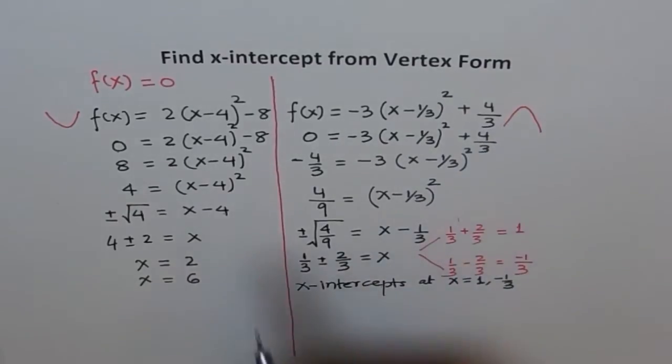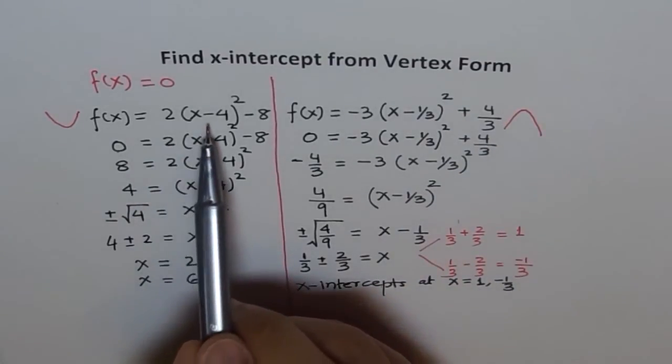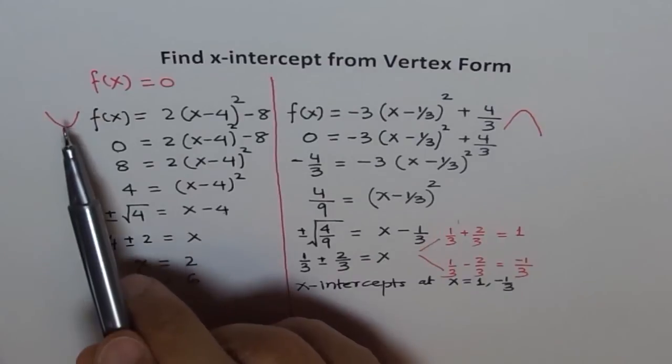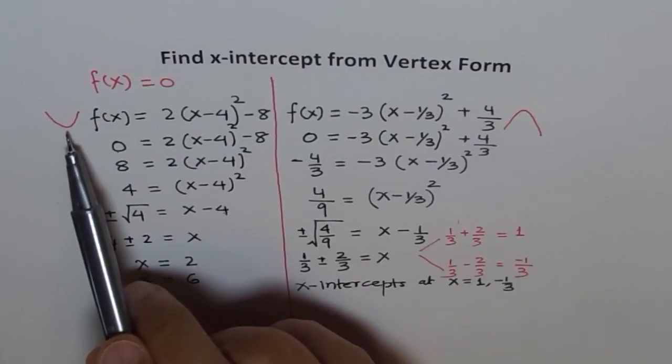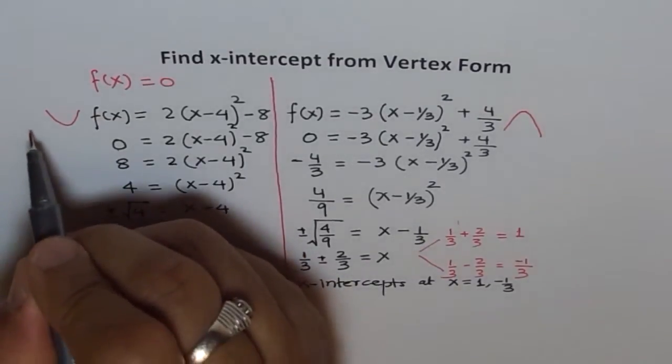Is that okay? Now, second thing. What is the vertex of this? Now, when it opens upwards, it will have a minimum, right? So we have a minimum here, right?